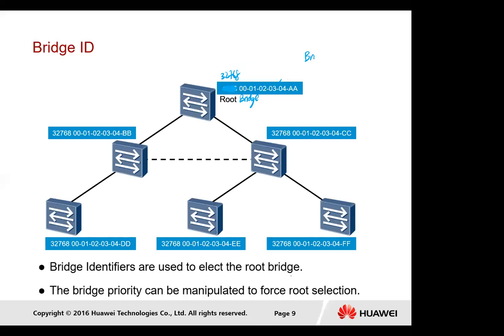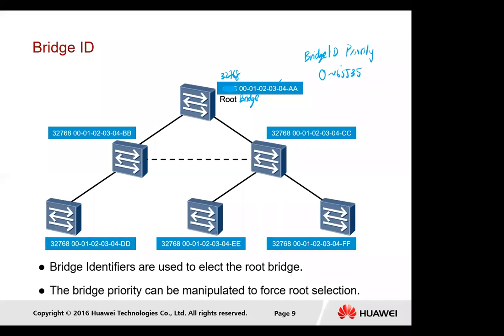This is a bridge ID priority. It can start from 0, because it's 2 bytes, and go up to 65535. Okay, this is the bridge ID priorities.